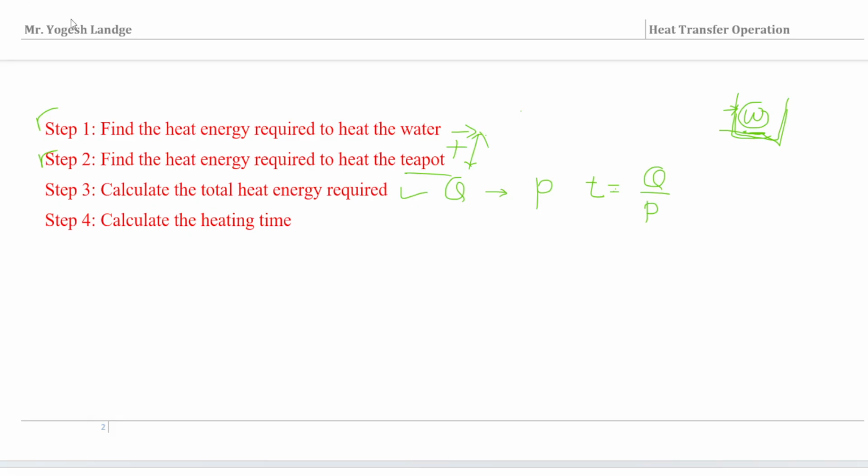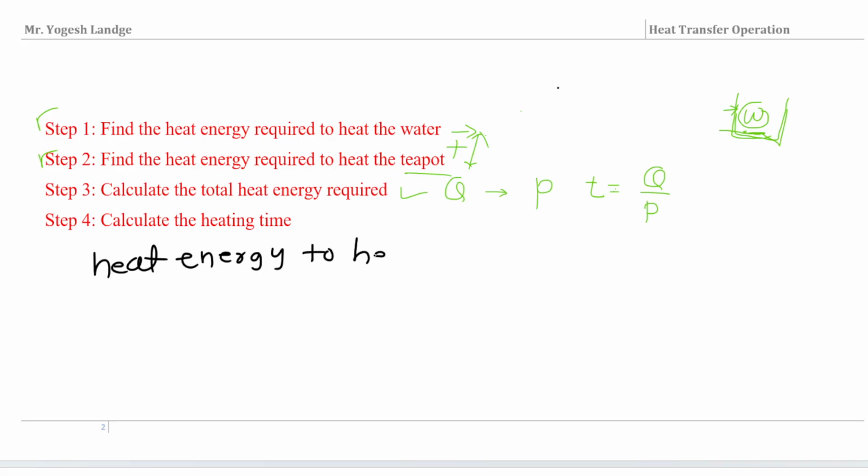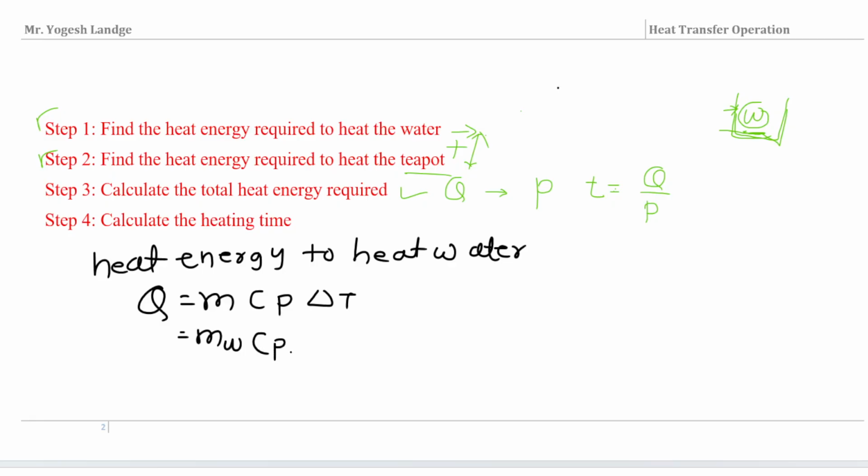For that we can have a formula. What is the formula? First we try to find the heat energy required to heat the water. So we write the formula Q equals m Cp delta T. Here m is the mass of the water, Cp is the specific heat of the water, and delta T is the temperature difference.